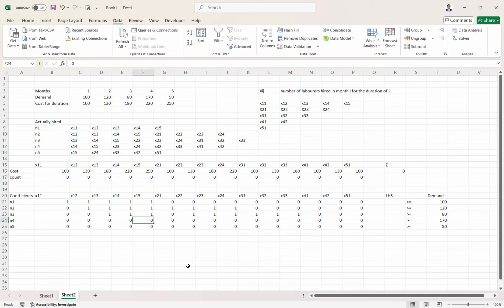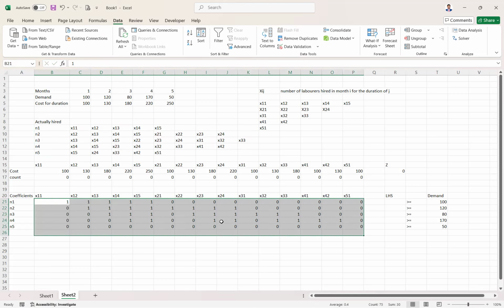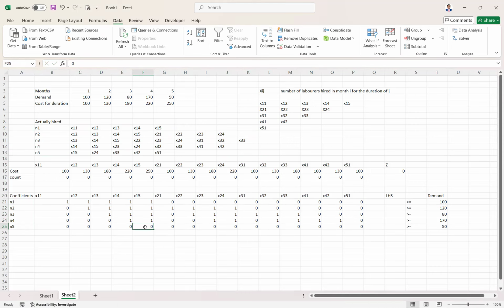Then for N4 it is 1,4, 1,5, 2,3, 2,4, 3,2, 3,3, 4,1, 4,2. This is why I have created this matrix, so it will be easy for writing the coefficients. Then for x15, 2,4, 3,3, 4,2 and 5,1. Now what is your LHS?